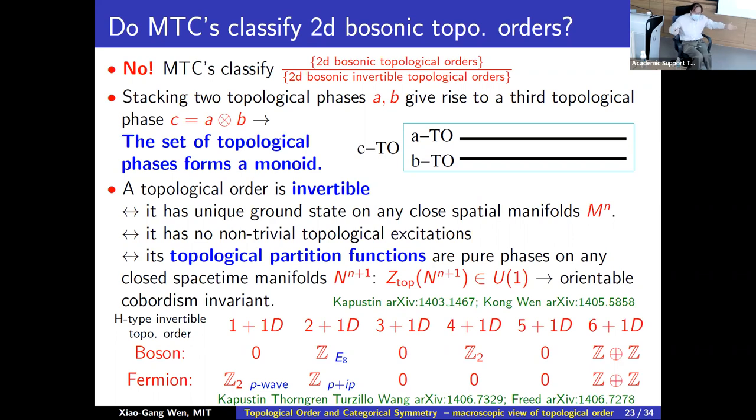When you're stacking more and more layers, it becomes more and more complicated. So this kind of UV structure cannot be renormalized away, no matter what you do. So there's UV-IR mixing. Yeah, this is very much related to this fractal order.